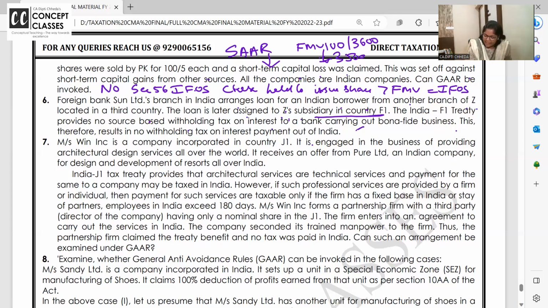Is GAAR applicable? Yes, GAAR is applicable. You cannot assign like this to avoid tax. See, I had to pay interest to Z and Z has provided me loan in India. Z is a foreign bank. They have provided loan in India. So will they pay tax in India? Yes. To avoid that, Z is saying, no, no, ऐसा समझो मैंने लोन नहीं दिया, F1 कंट्री में मेरी और एक ब्रांच है उसने दिया, आप लोन दे दो. And between that country and us the treaty is no tax. तो क्या टैक्स नहीं लगेगा? बिल्कुल लगेगा. You cannot divert the loan like this.